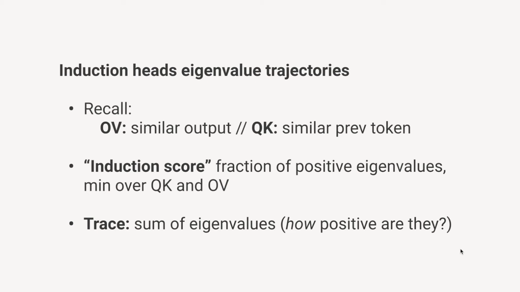Just to quickly remind you, the OV eigenvalues are the similar output. The QK eigenvalues are similar previous token. So I'll be presenting two different measures of how induction-like a head is. The first I highlighted was that score, the min positivity: the minimum over QK and OV of the fraction of positive eigenvalues. I'll also look at the trace, which is just the sum separately of the QK and OV eigenvalues, telling us just how positive these eigenvalues really are.